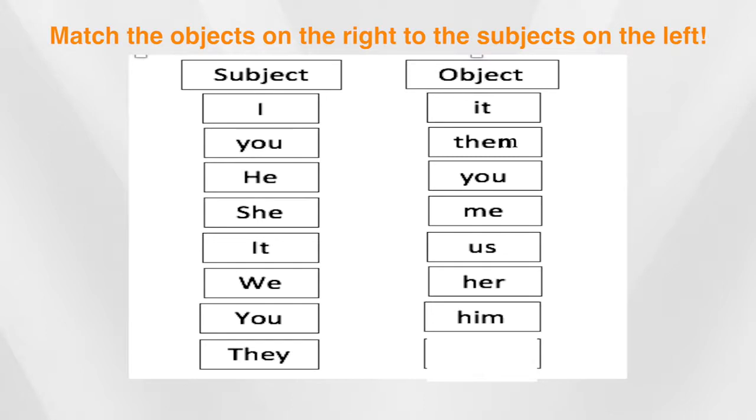Alright, let's look at the first item from the object side. It's the object it. So, which item from the subject side does the object it match with? Okay, so what do you think is the subject of the object it? Let's see. Where in the subject direction is the arrow pointing to? Alright, it's the subject it. So, the subject of the object it is it. Great.